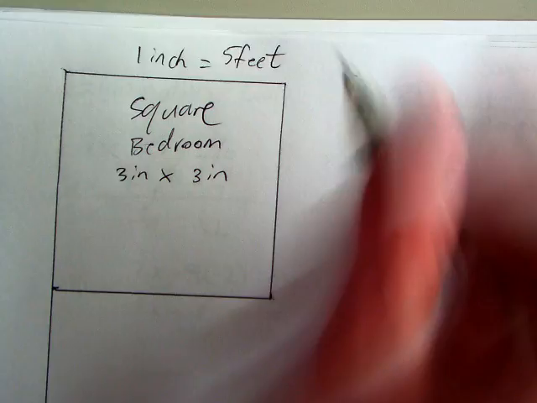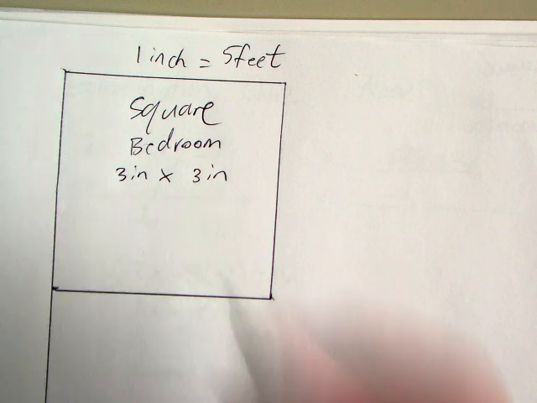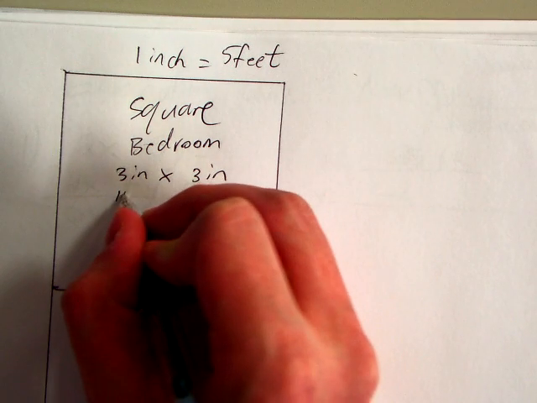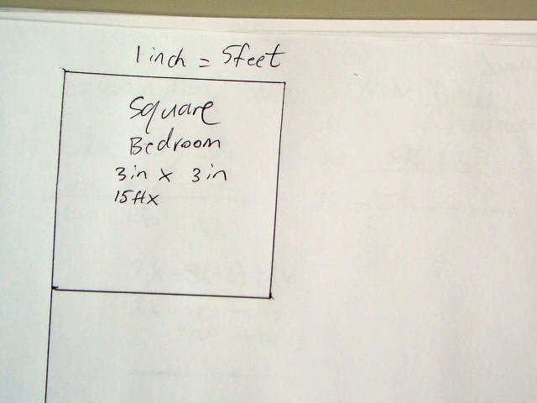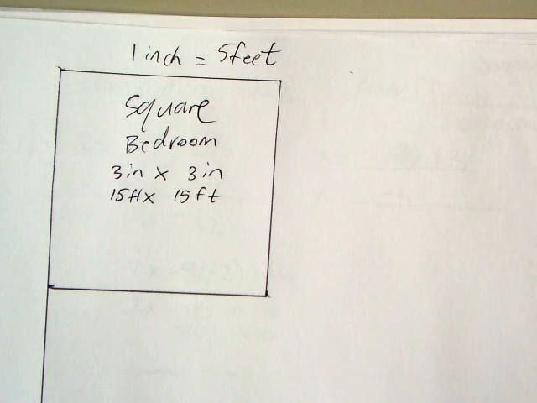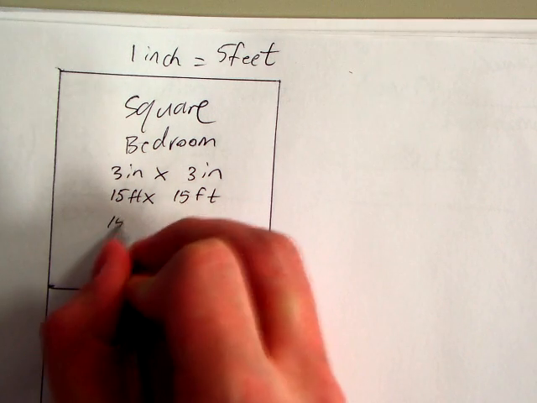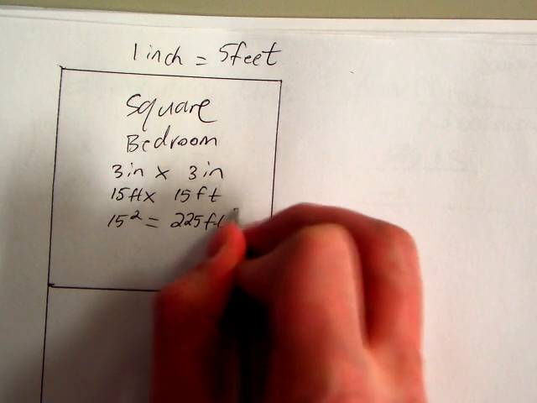That might give us a realistic ballpark figure of how big our house could be. A bedroom might be 15 feet by 15 feet. Somewhat a large one. But when we do our conversion, those 3 inches are multiplied by 5 to give us 15 feet. So to find the area of a square, you take the side length and you square it. So 15 squared is equal to 225 feet squared.